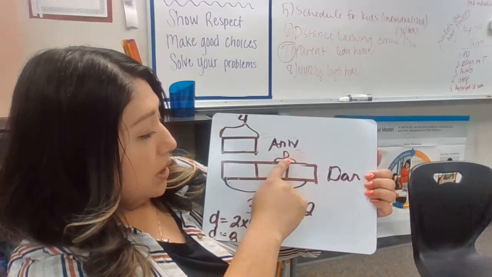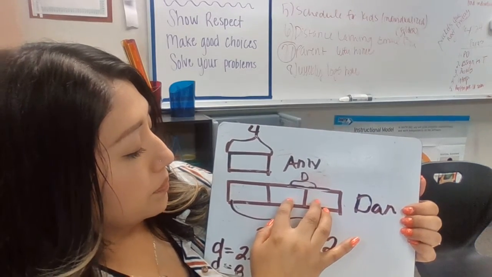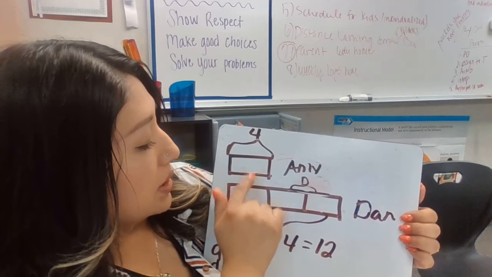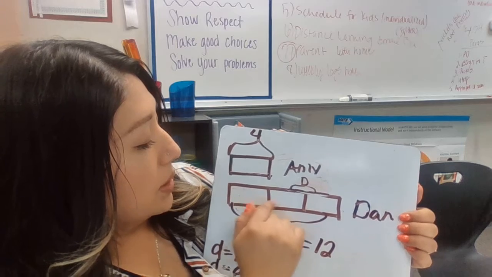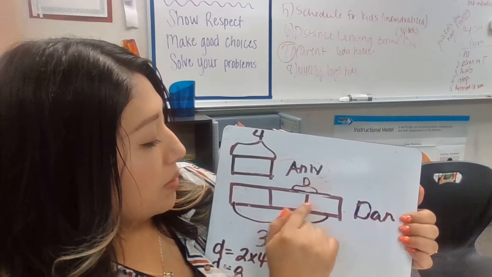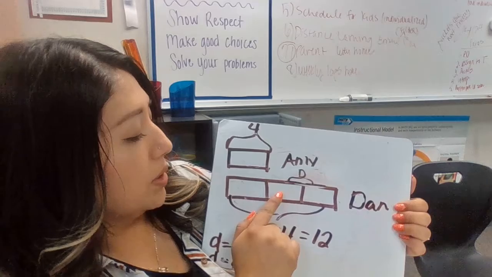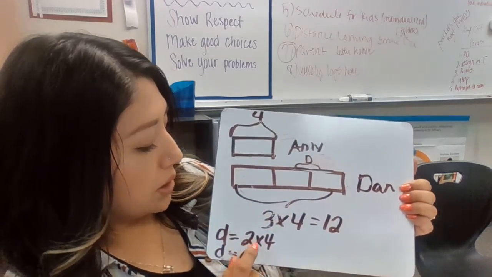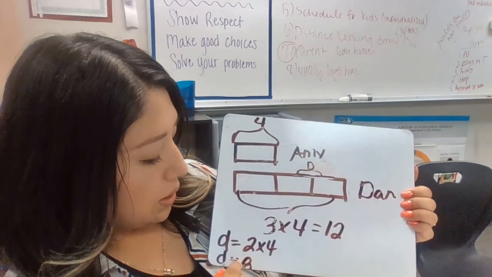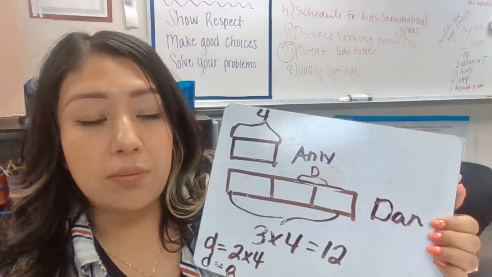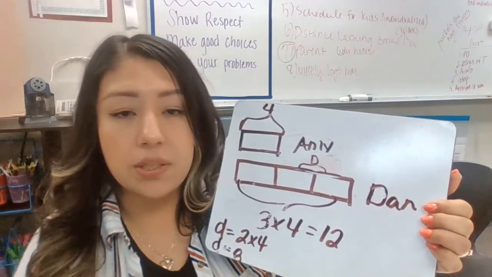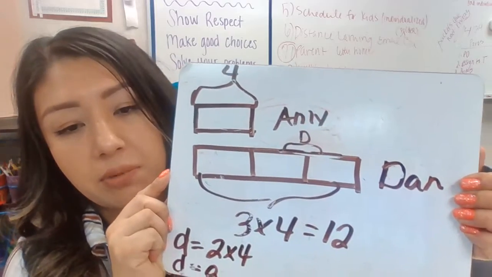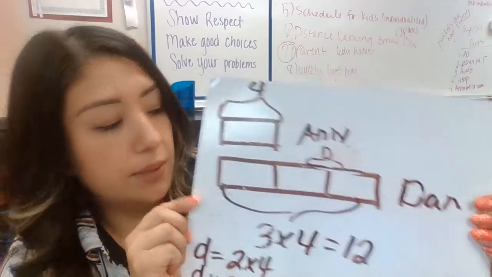I labeled up here D for Dan. This is the amount of videos more that he posted than Amy, because this matches up with that one. And these 2 squares are the amount of videos more that he posted than Amy, which is 1, 2. And we know that each square represents 4, so that's why I did 2 times 4 equals 8. So Dan uploads 8 more videos than Amy. Feel free to go back and rewatch this part of the clip again.